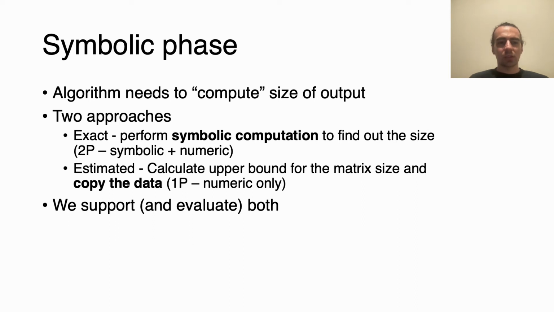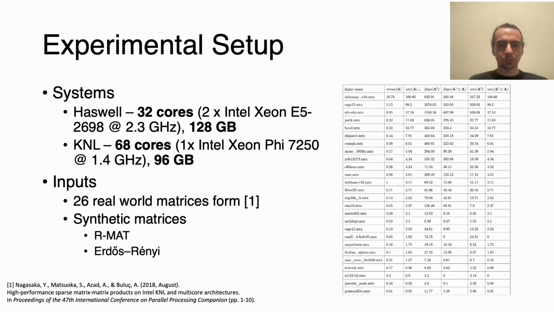In contrast to two-phased algorithms, we have algorithms that estimate the upper bound for the matrix size, and then after calculating the values, we just copy data to the array of appropriate size. And since these algorithms have only numeric phase, these algorithms are also known as one-phased algorithms. In our implementations, we support both one-phased and two-phased algorithms.